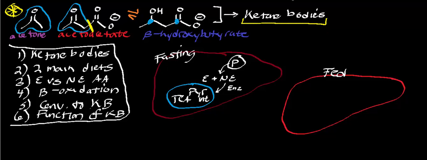Now, we won't go into the nitty-gritty details here of what happens, but essentially these, through gluconeogenesis, get converted into glucose, and the glucose gets dumped out of the liver into the blood.